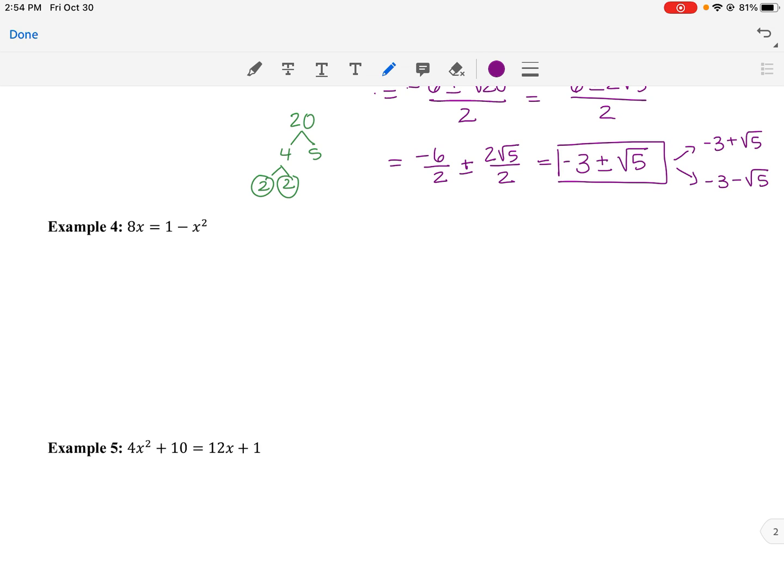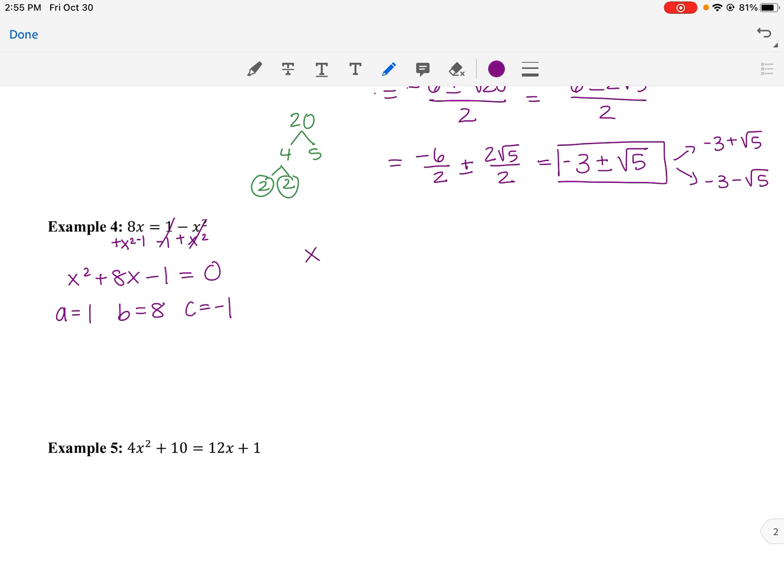So this one, once again, we want to set it equal to 0. I don't like necessarily dealing with negatives, so I'm actually going to add the x squared and subtract the 1. So then we get 0 on the right side. So let's write in order. We have an x squared, we have a positive 8x, and -1 equals 0. So a equals 1, b equals 8, and c equals -1.